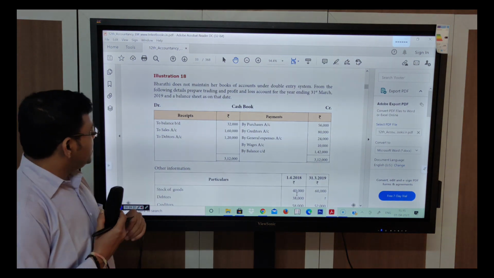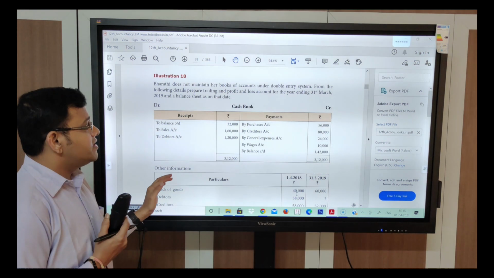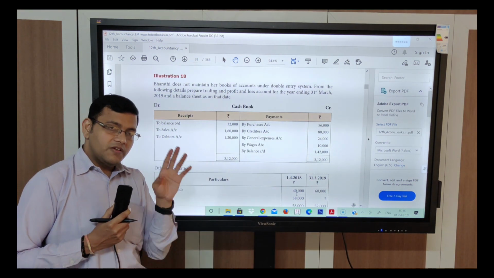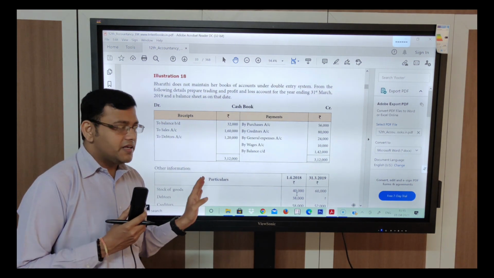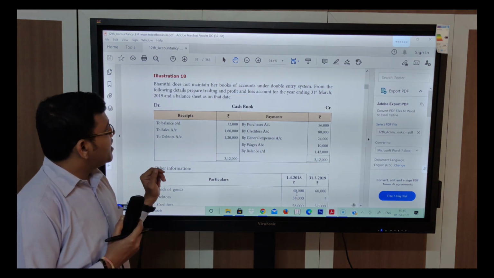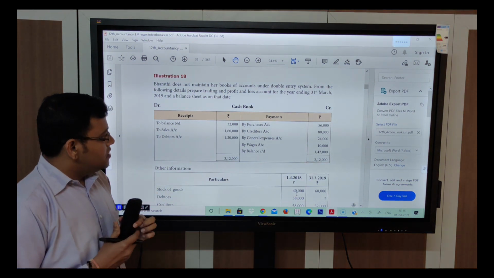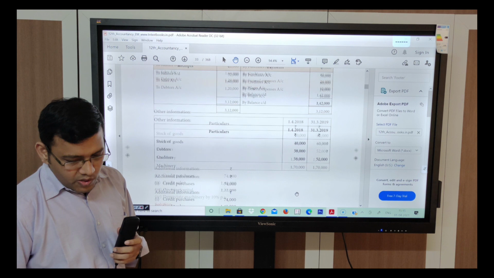Same way, illustration 18: Bharati does not maintain her books of accounts under the double entry system. So this itself should give you an idea that these are incomplete records, and you should work out accordingly. From the following, prepare the trading profit and loss account for 31st March 19 and the balance sheet. The question is very similar to the previous one.